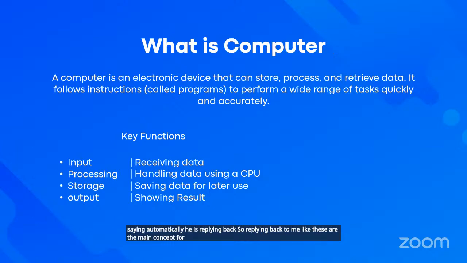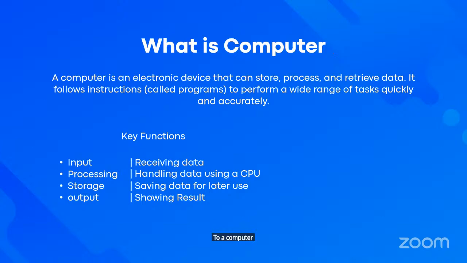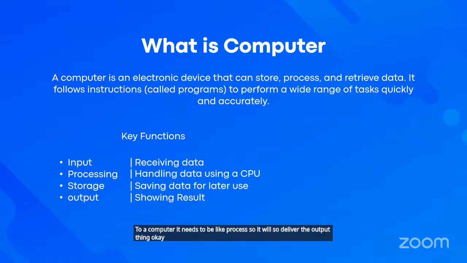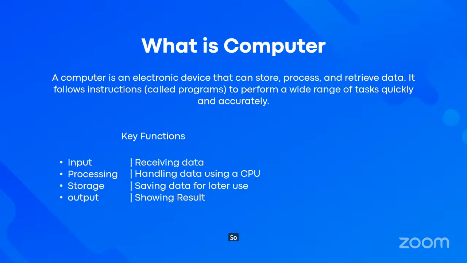So I am giving one input to a computer. It needs to process it, and it will deliver the output. Okay, this is the system of how the computer is working. The main key functions are input, processing, storage, and output.